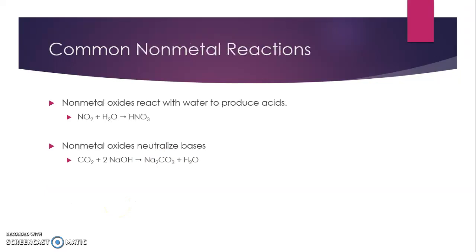And then nonmetal reactions, again, we said nonmetal oxides react with water to form acids. This is actually how acid rain is formed. This is one of the culprits of acid rain, NO2. SO2 and SO3 are the two other nonmetal oxides that are associated with acid rain. They form sulfuric and sulfurous acid. And then nonmetal oxides will react with bases in order to neutralize them. So because these guys react with water to make an acid, they will neutralize the base.